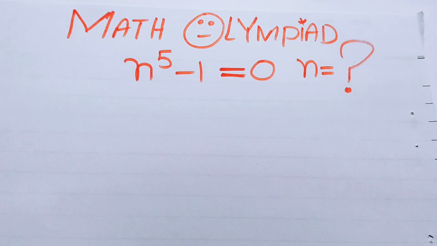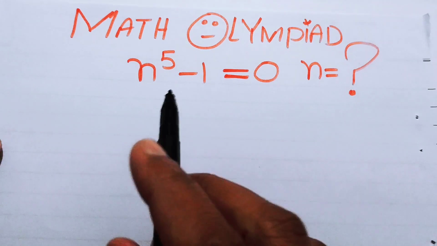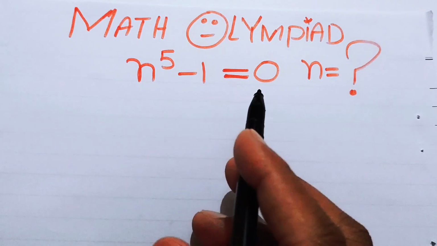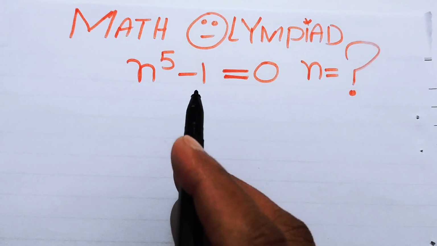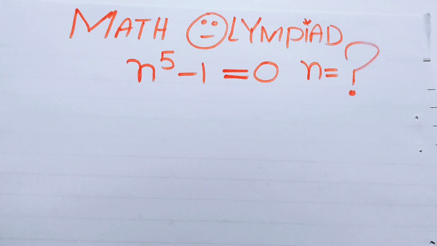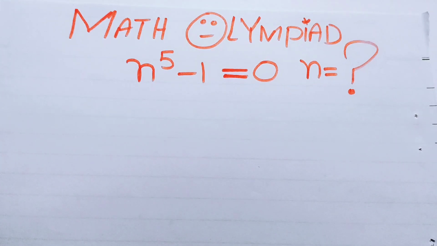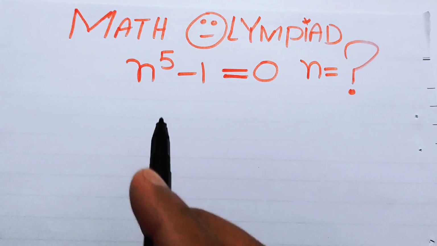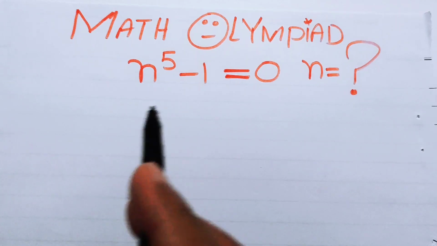In this video we are going to solve this nice algebraic problem, and here we have n to the power of 5 minus 1 equals 0, and we solve this problem for the values of n. So here we find all the roots of this equation.